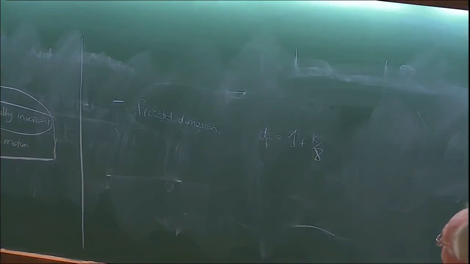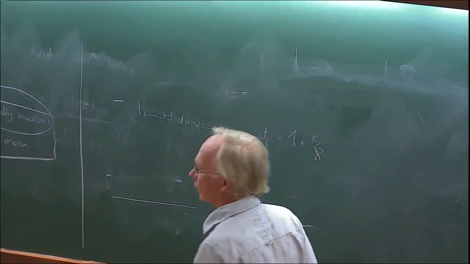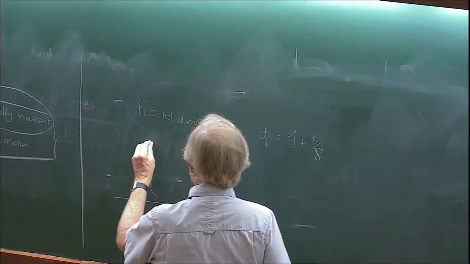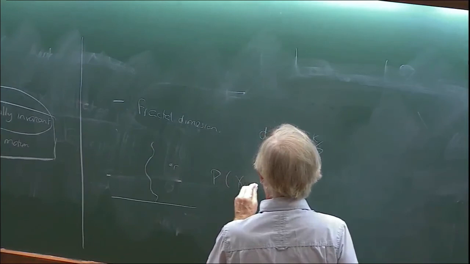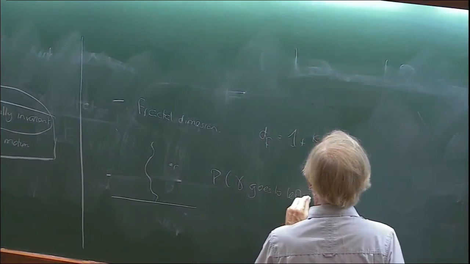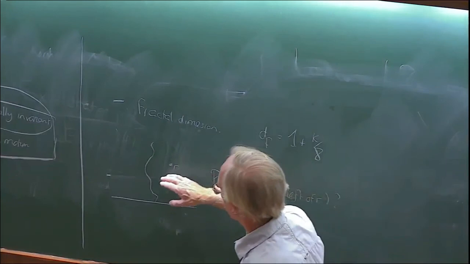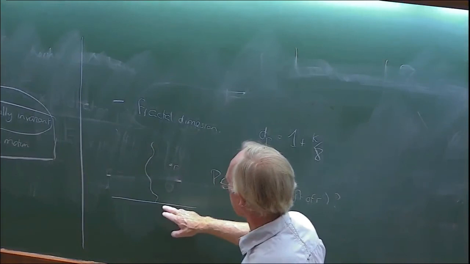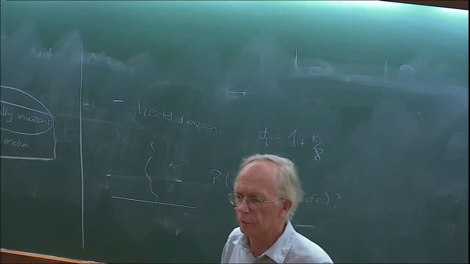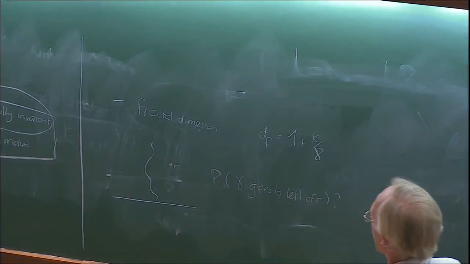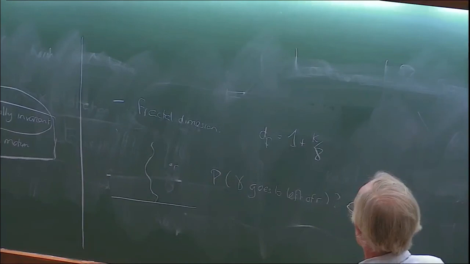You can ask questions that you would never think about asking before, like, as the curve grows into the upper half plane, and I have a point R here, what's the probability that gamma goes to the left of R? Okay. By reducing this to a problem in a random walk here, it's just the probability that a random walk does a certain thing, and that's easy to actually work out. Okay, so if you read my review, you can see a couple of examples of these kind of calculations.